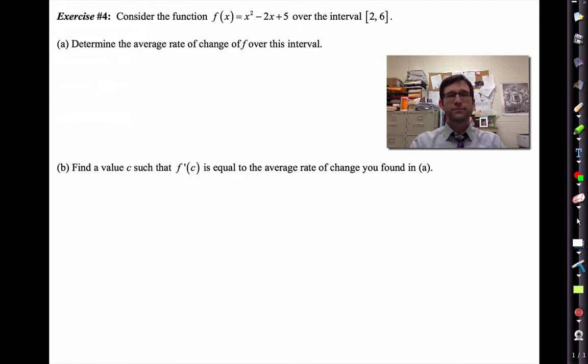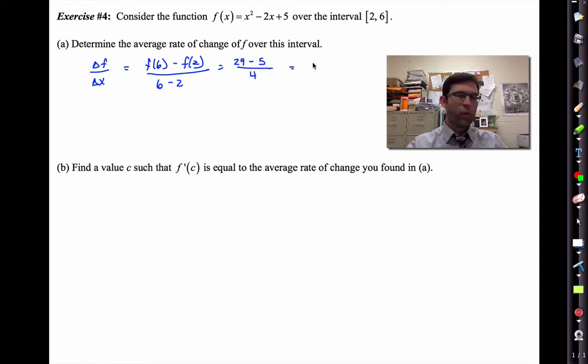Average rate of change. All right, let's do it real fast. Average rate of change is change in f over change in x, if you will, f of 6 minus f of 2 divided by 6 minus 2. F of 6, you don't want to see me do that calculation, is 29. F of 2 is 5. Obviously, the denominator is 4. So 24 divided by 4 gives me 6. So my average rate of change is 6. So on average, for every 1 unit of increase in x, we're increasing y by 6 units. Just make sure you remember what it means.